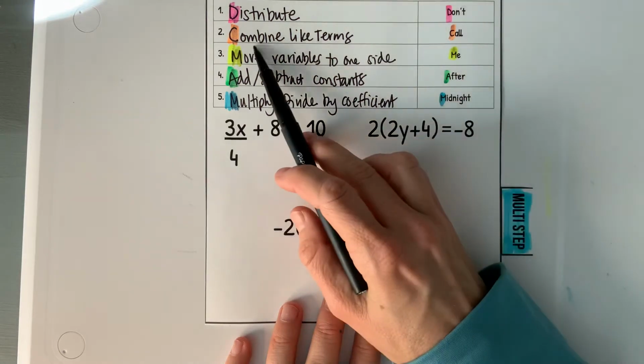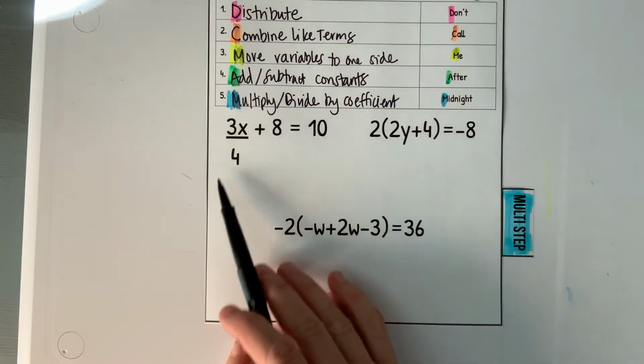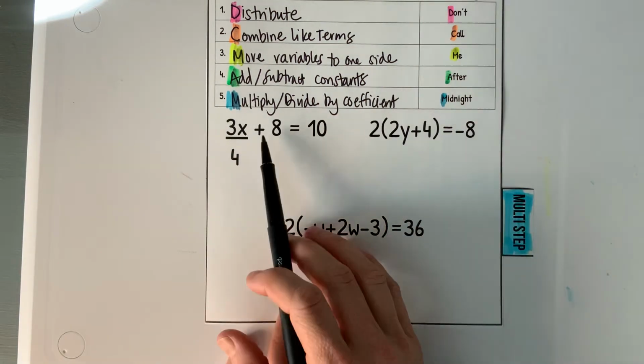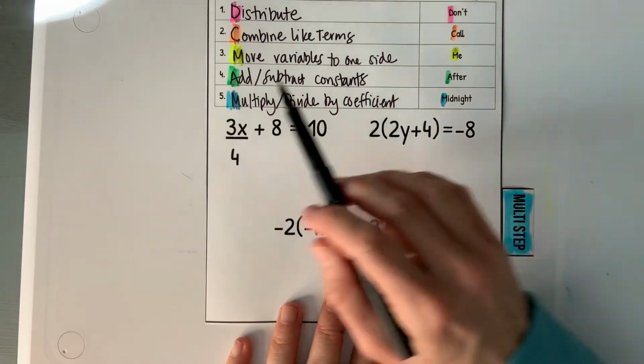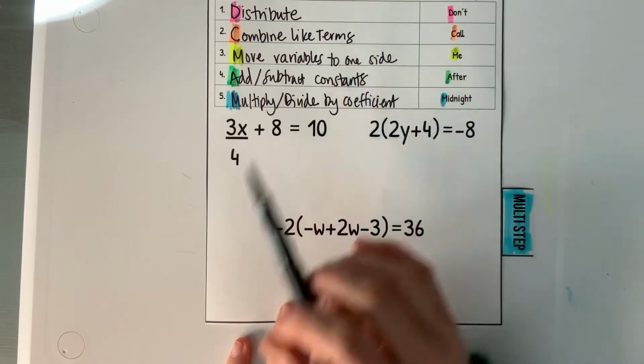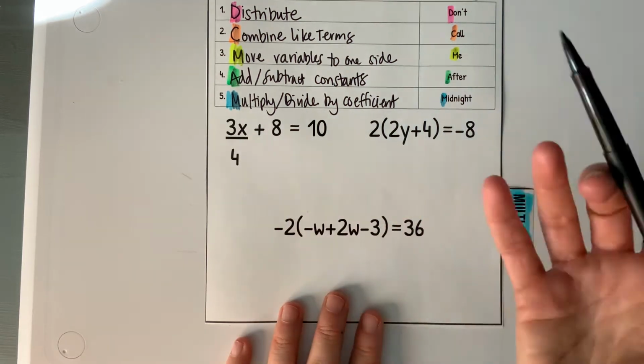The next thing, I'm going to check to see if I need to combine like terms. Do I have any x's I need to combine or any coefficients on each side? Nope, okay, so I'm good there. The next step, move variables to one side. I have x's over here, and I have no x's over there, so I'm good to go.